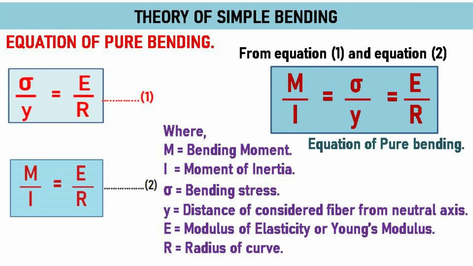Slide 16. Equation 1 and 2 are shown here. From equation 1 and 2, we get M by I is equal to sigma by y is equal to E by r. This is the equation for pure bending. Where M is the bending moment, I is the moment of inertia, sigma is the bending stress, y is the distance of considered fiber from neutral axis, E is the modulus of elasticity or Young's modulus, R is the radius of curve.